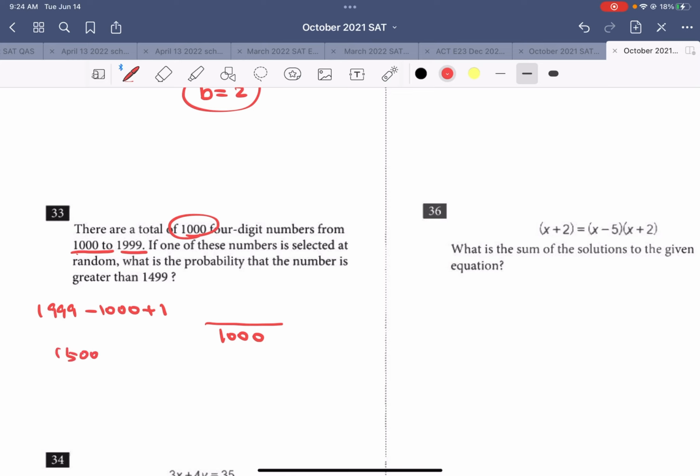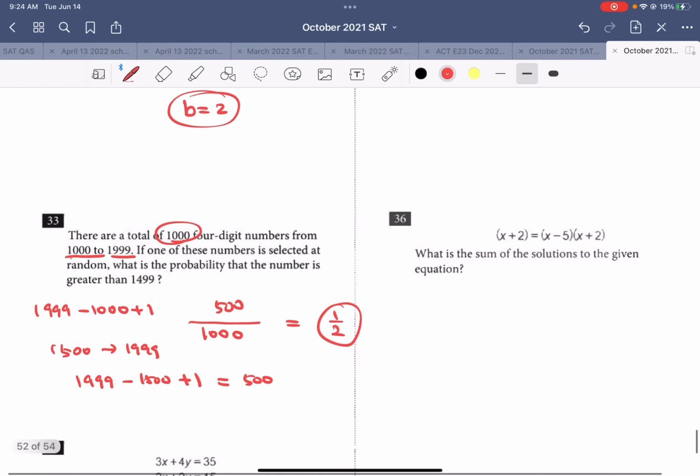1,500 to 1999. So how many numbers are there? That's your favorite outcome. So 1999 minus 1,500 plus 1. Then when you calculate, that's 500. So your answer is 1/2.